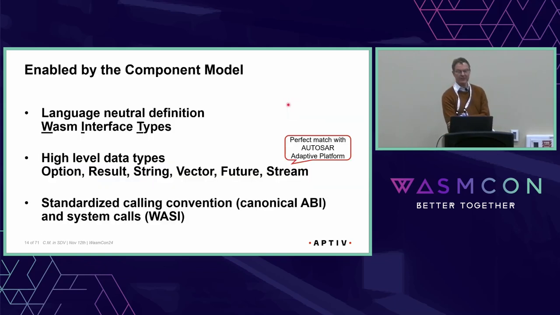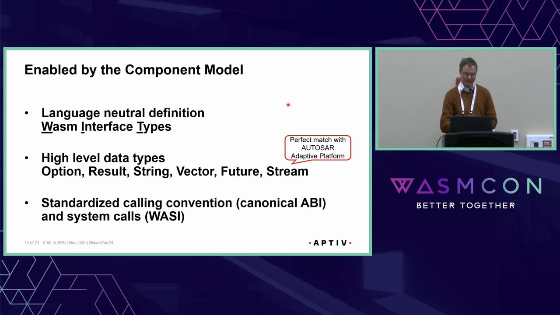So these are the exact things the component model gives. It's a language-neutral interface definition, which is WebAssembly interface types. And these high-level data types: option, result, string, vector, future, and stream, so there's already 0.3 in there. These data types match quite well with the AUTOSAR adaptive platform data types. So it's a good match, and this is also why we really prefer these WebAssembly-based types for an interface definition over classical things. We tried using a C interface between Rust and C++, and that, of course, was a lot of effort and difficult to get right.